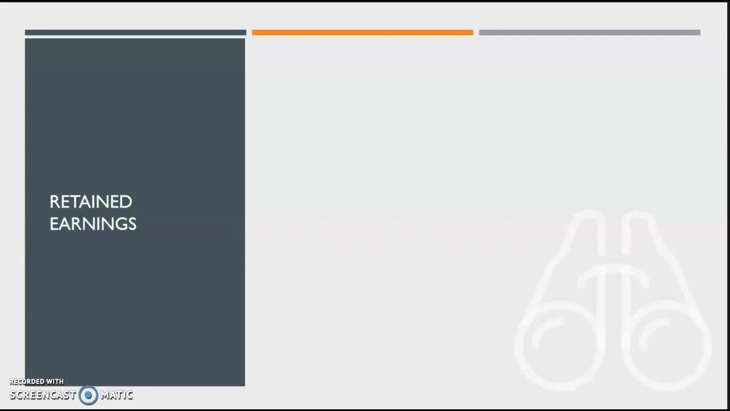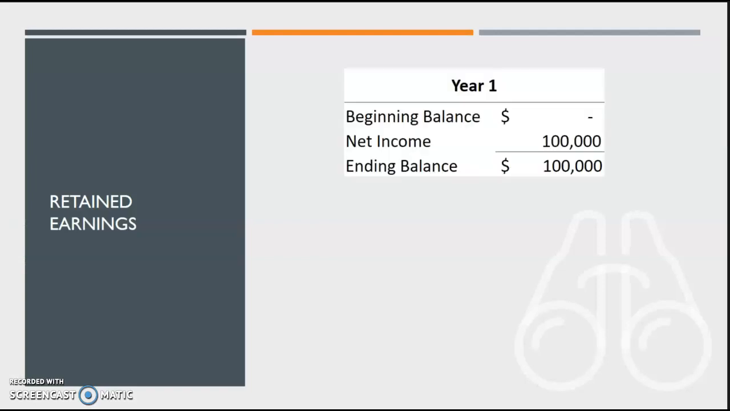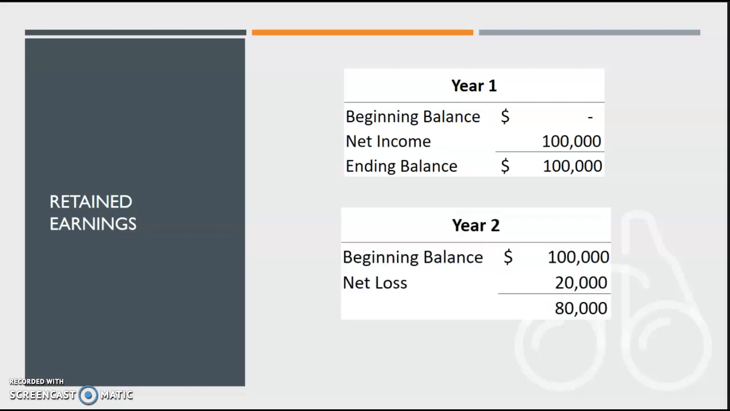If the company had a $100,000 profit their first year of operations, retained earnings would equal $100,000. If the company had a $20,000 loss their second year of operations, retained earnings would equal $80,000.